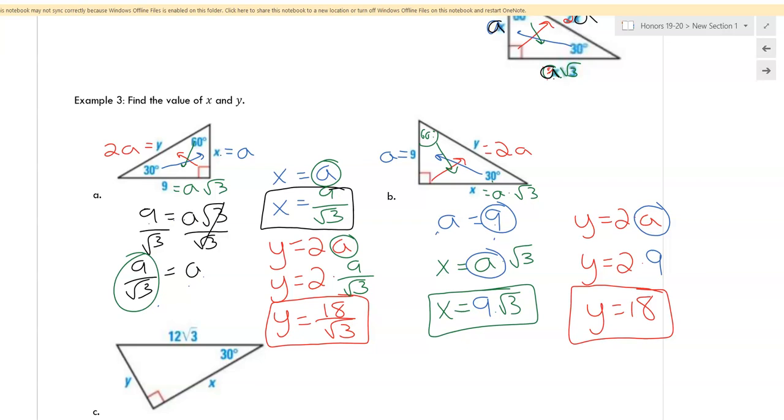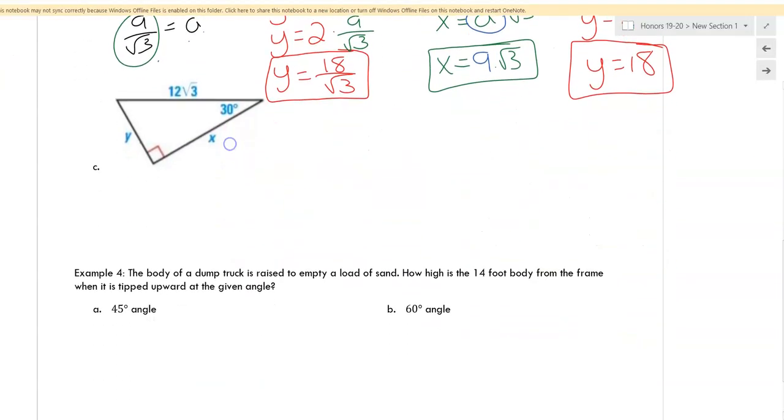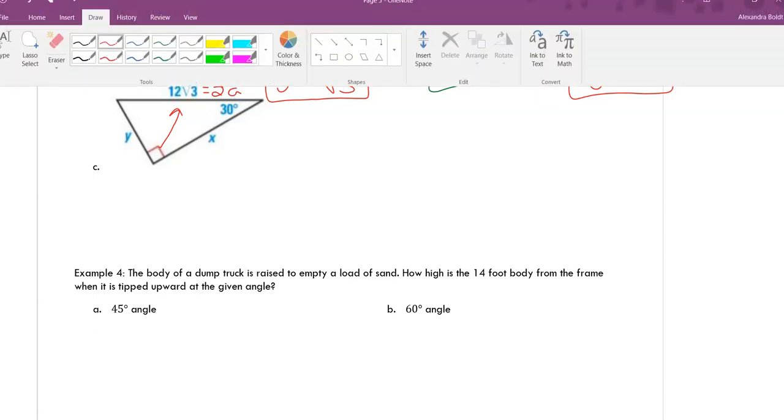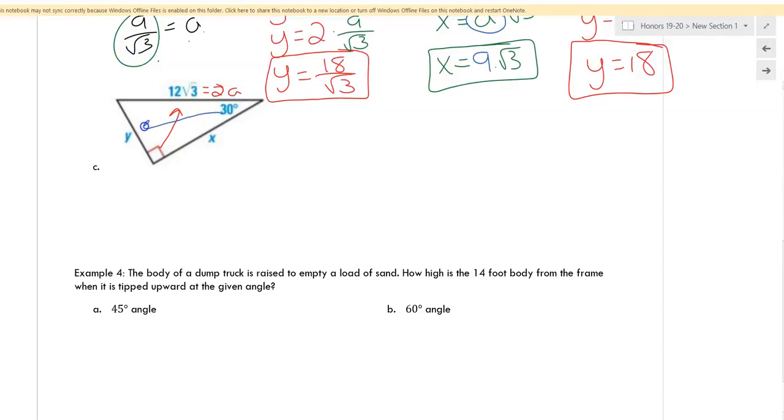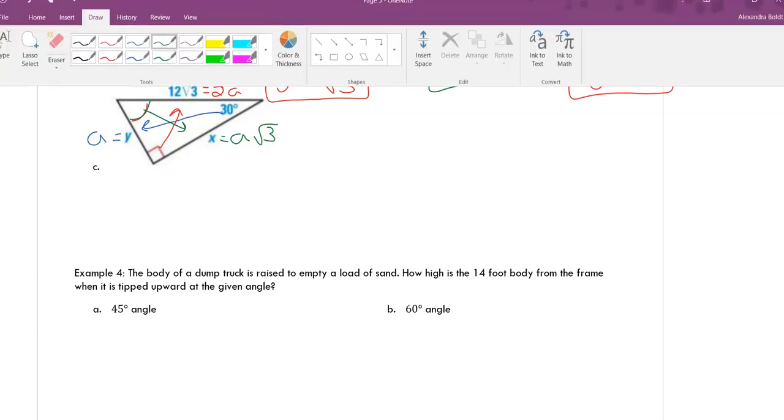All right, last problem for these notes. C, right? Again, across from my right angle is 2a. Across from the 30-degree angle is a. And across from the 60-degree angle, which would be the remaining angle, is a root 3. Oh, we do have another problem after these. Never mind.